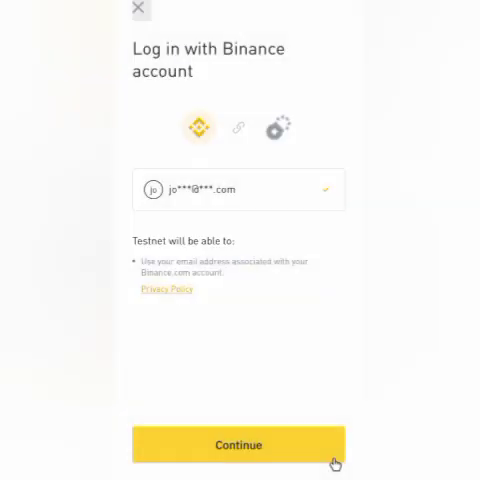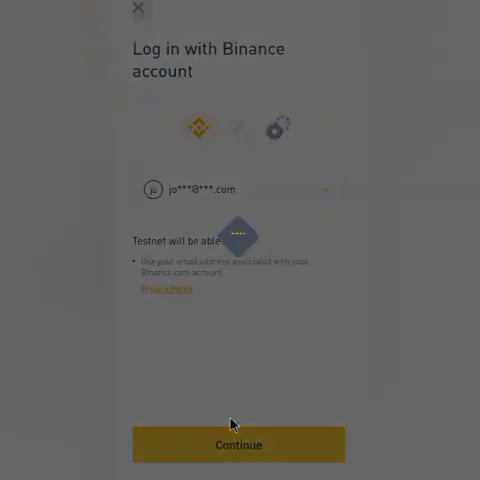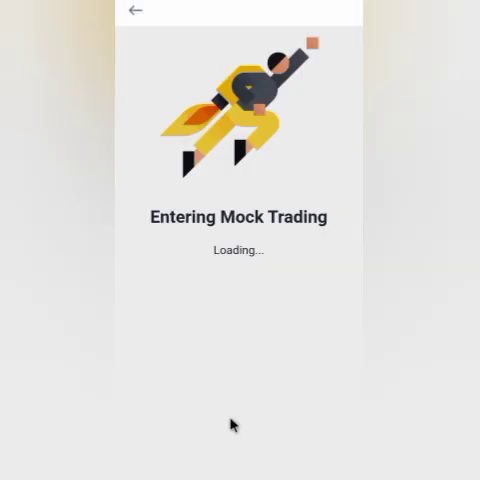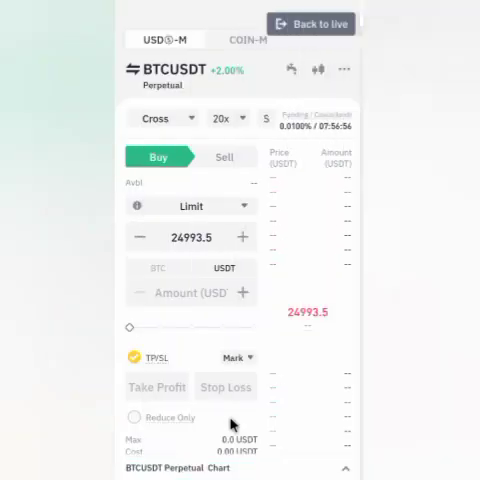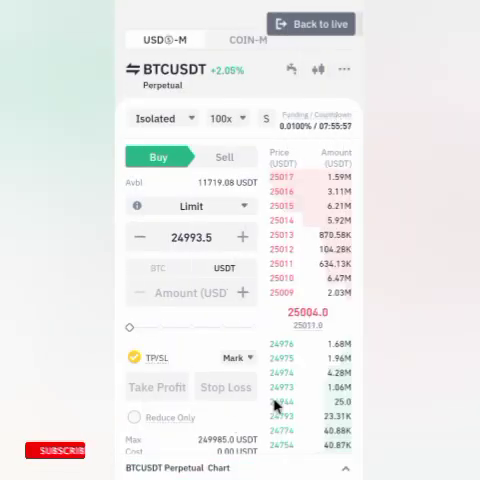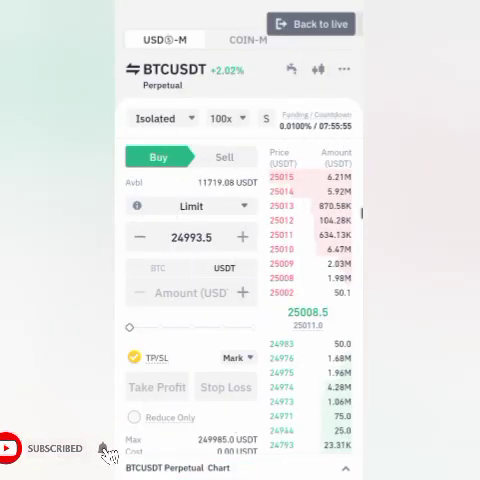That is where you enter into the demo account, and you see start tour. You click on start tour. Then this will come. It says log in with Binance account. Then you press continue if you have an account on Binance. Then it will take you to the Binance futures demo page.